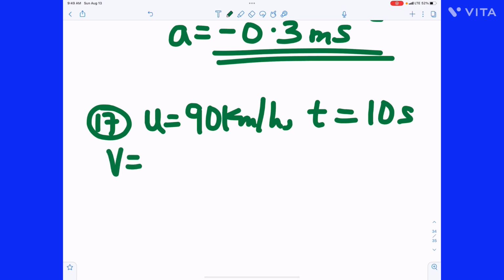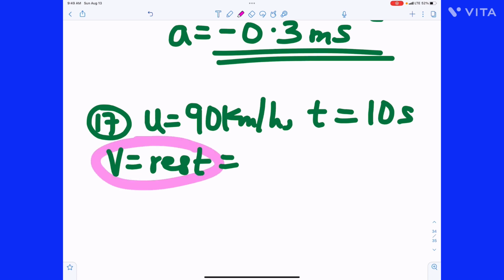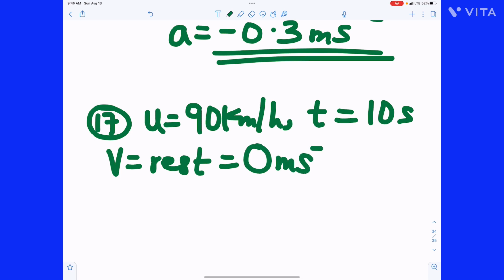A spacious environment. Final velocity is rest. So this is something you are learning now. The final rest can be used as final velocity, and it can be the initial velocity, depending on what the nature of the motion is. So final velocity is equal to rest. That means it stops completely when it gets to 0 meters per second.